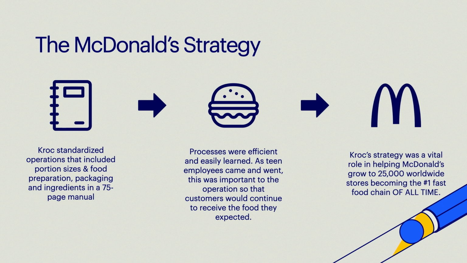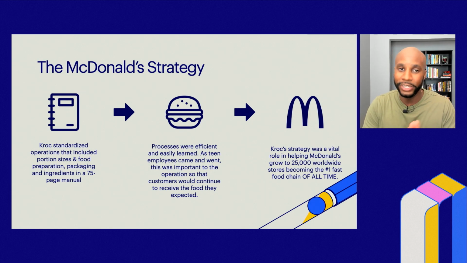His strategy played a huge and vital role in helping McDonald's grow to 25,000 worldwide stores and become the best fast food chain of all time. When you think about your favorite spots like McDonald's or Chick-fil-A, they all have operating procedures. Essentially everything that you do does. You just might not have documented it and shared it. And so that's what I'm going to be talking about in this presentation in full detail.